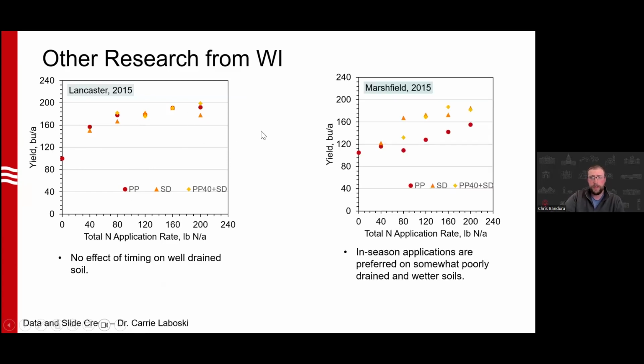Fast forward to Marshfield, and there's a pretty different story to be told. All the N that was applied at planting definitely resulted in lower yields across the whole range of N rates. Putting 40 pounds out at planting and the rest at side dress helped a little bit here at the 80-pound mark, and then certainly quite a bit at these higher rates. And waiting until V6 to put all of the N on actually yielded the highest, or very similar to the split application.